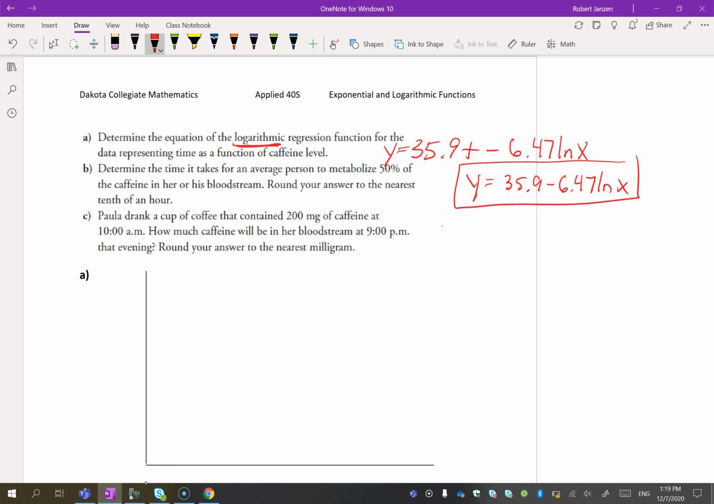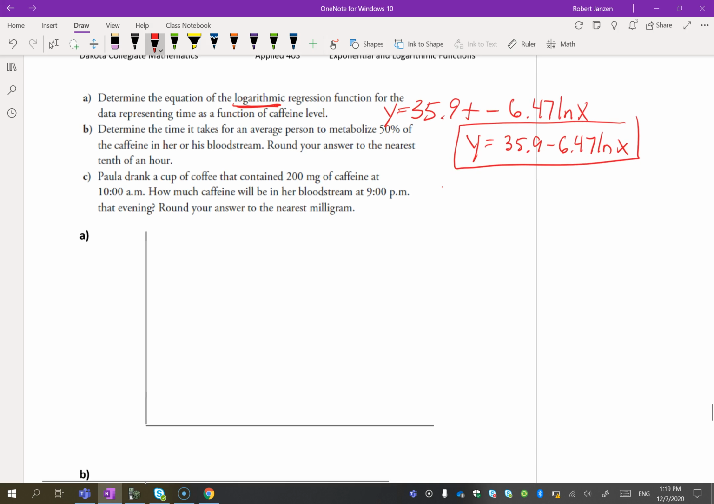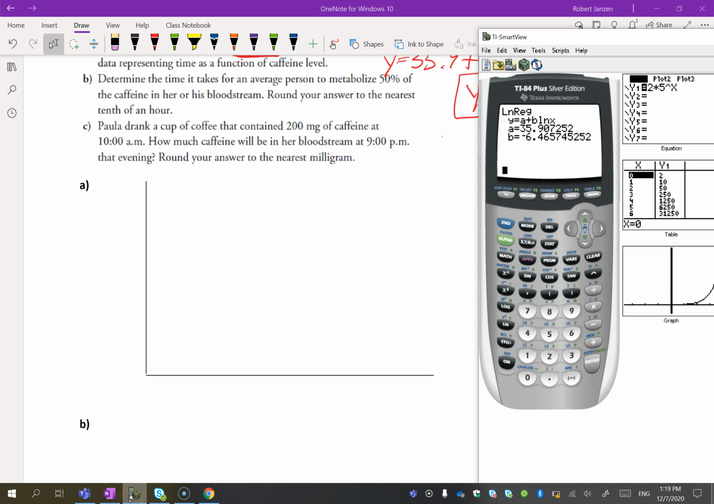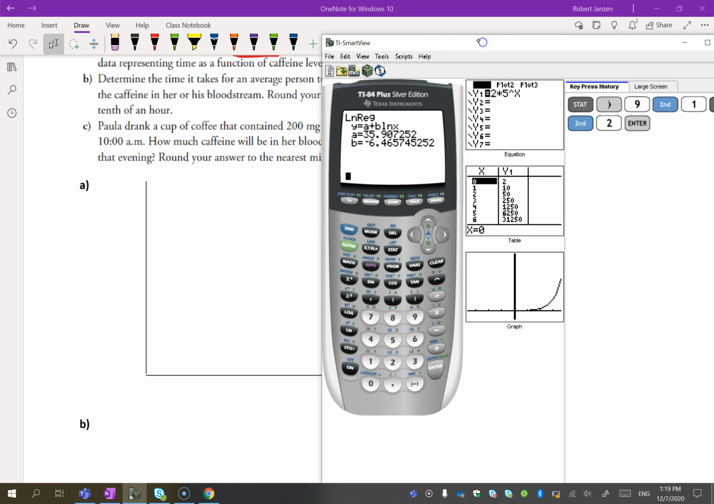It says determine the time it takes for an average person to metabolize 50% of the caffeine in her bloodstream. Round this answer to the nearest tenth of an hour. We're supposed to put this into a scatter plot first, so let's take a look at our graph. First I'm going to go zoom 9. So there's all of our data.